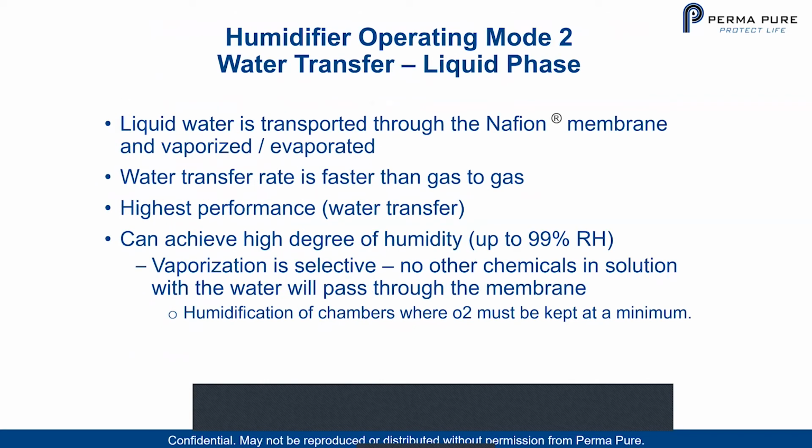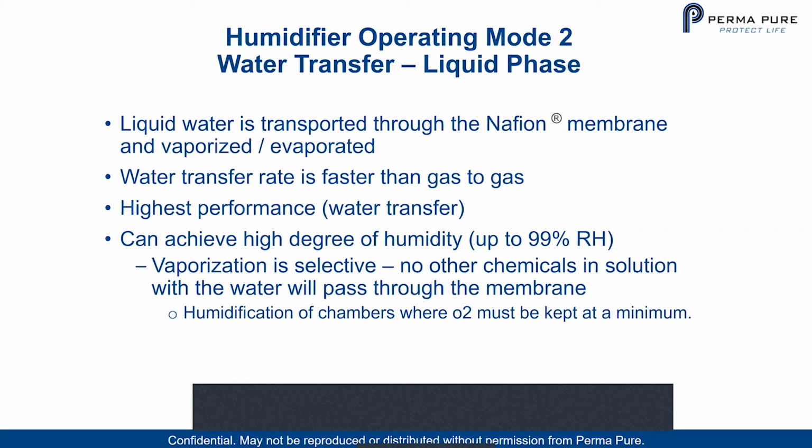And relative humidity experiments maintaining baseline measurements, and of course for fuel cells, for fuel cell humidification. So let's go now to humidifier operating mode 2, which is water transfer in the liquid phase. This is a little bit different than the gas phase, because here liquid water is transported through the Nafion membrane in the liquid form and is evaporated on the outside surface. This is very interesting in that what's going through the membrane is actually liquid water. That transfer rate is faster than gas to gas. In fact, we've estimated that to be roughly 3.5 times faster.